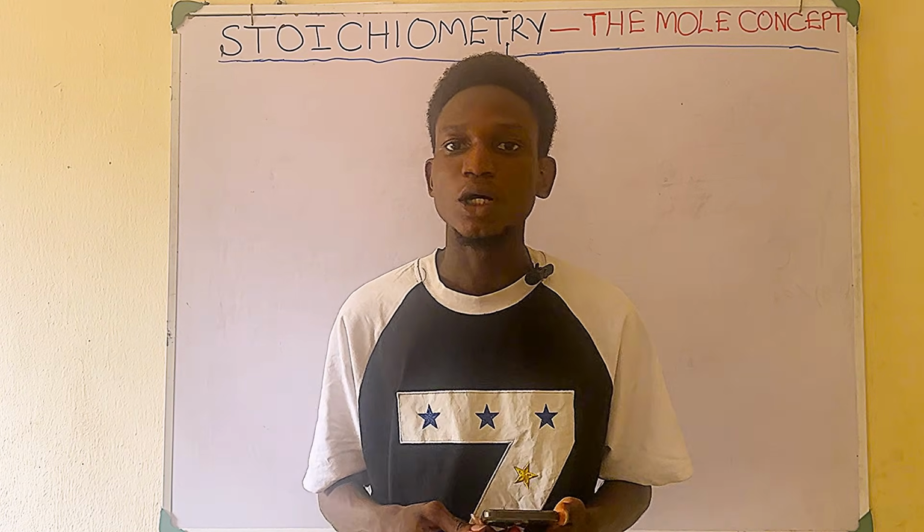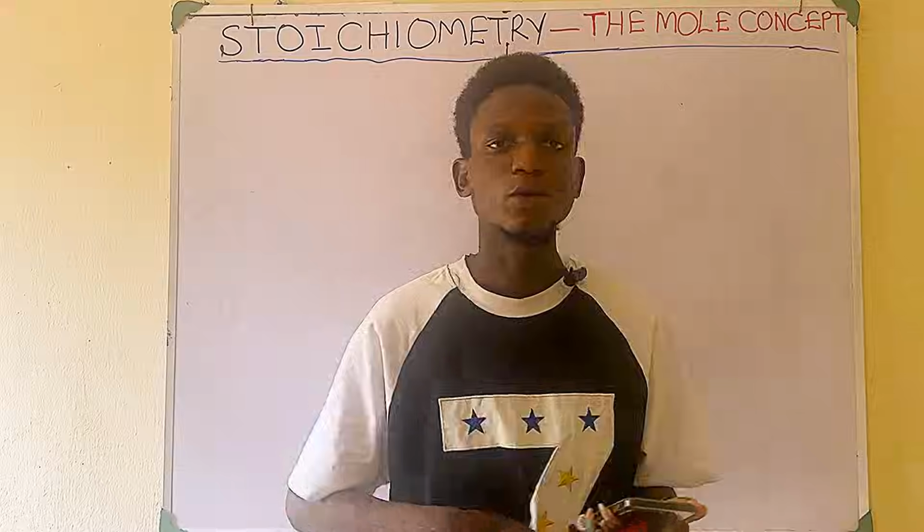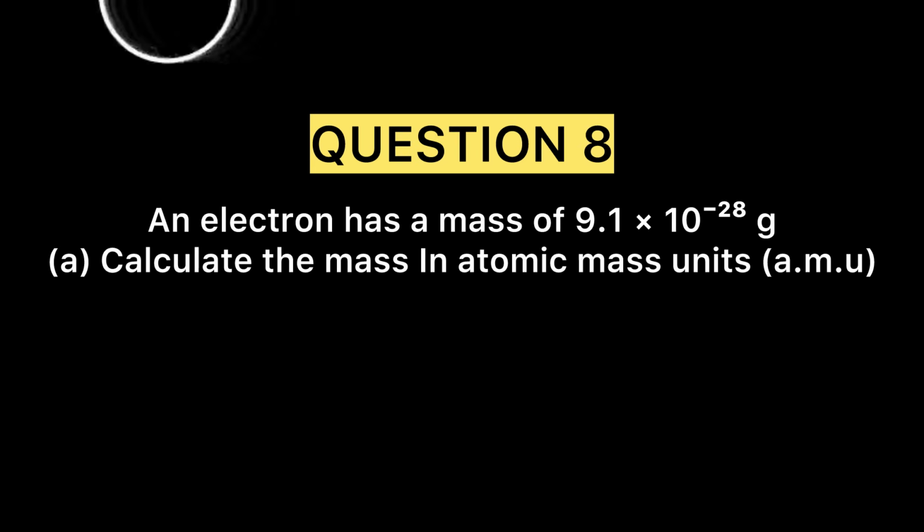Before we run, I want to show you something on the mole. Although I'm going to solve a similar question to that. So the question should be shown on your screen. An electron has a mass of 9.1 times 10 raised to the power 28 grams. Calculate the mass in atomic mass units.